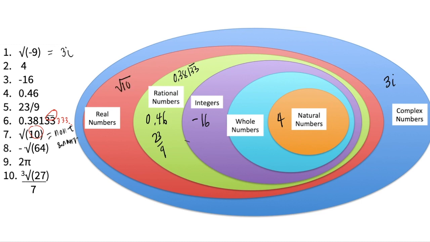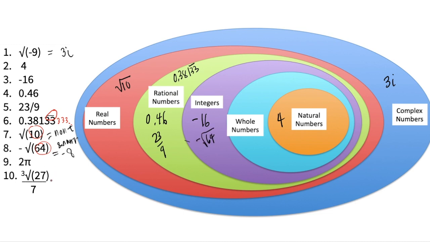How about negative square root of 64? 64 is a perfect square. This is equal to negative of, ano yung square root of 64? 8. Negative 8. So, negative 8 is a real number, a rational number, and an integer. Pero whole number ba siya? Hindi. Katulad ng negative 16, ang negative 8 or ang negative square root of 64 is an integer.